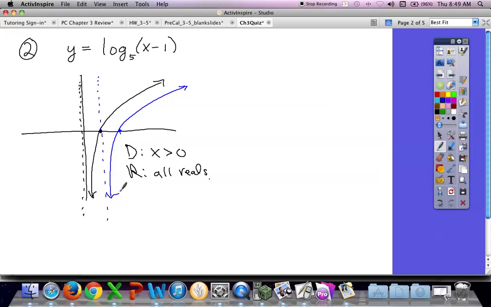Okay, so now this one has the domain. All right, it's no longer x greater than 0. It has to be x greater than 1. It moved 1 to the right. Right, and the range is still all real numbers.